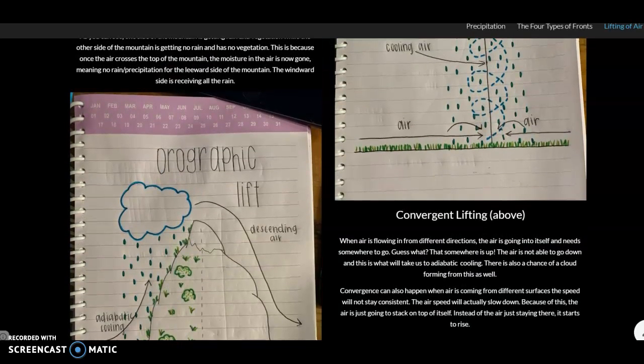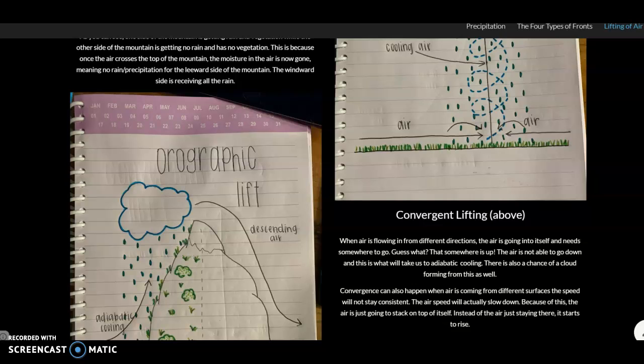Next is the convergent lifting. When air is flowing in from different directions, right here is where I put my arrows for the air coming in. That air is going into itself and it's got to go somewhere, so it goes up. The air is not able to go down, and this is what will take us into the adiabatic cooling.